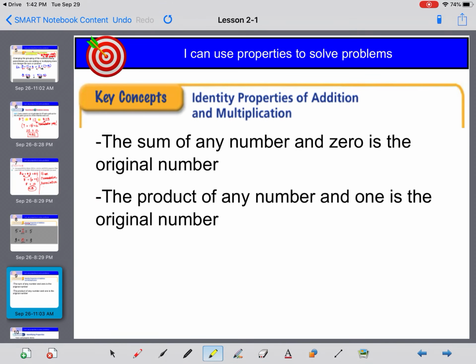The identity property of addition and multiplication. The sum of any number and 0 is the original number. And our example is 3 plus 0 equals 3. The product, remember product is the answer to a multiplication problem. The product of any number and 1 is the original number. And so our example could be 5 times 1 equals 5. So how can you remember the identity property?